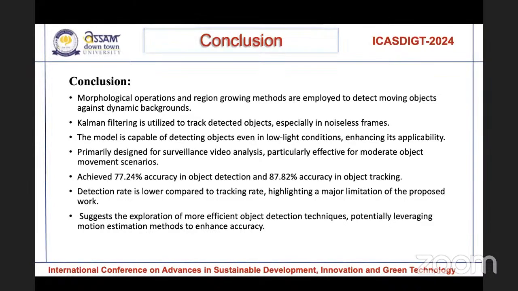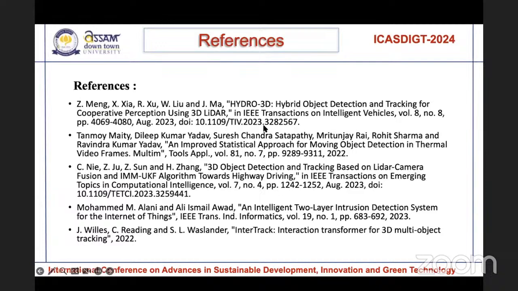We have achieved accuracy of 77.24 for object detection and 87.82 for object tracking. Detection rate is lower when compared to tracking rate, and this highlights the major limitation of the proposed work. We also suggest the exploration of more efficient object detection techniques, potentially leveraging motion estimation methods to enhance the accuracy.